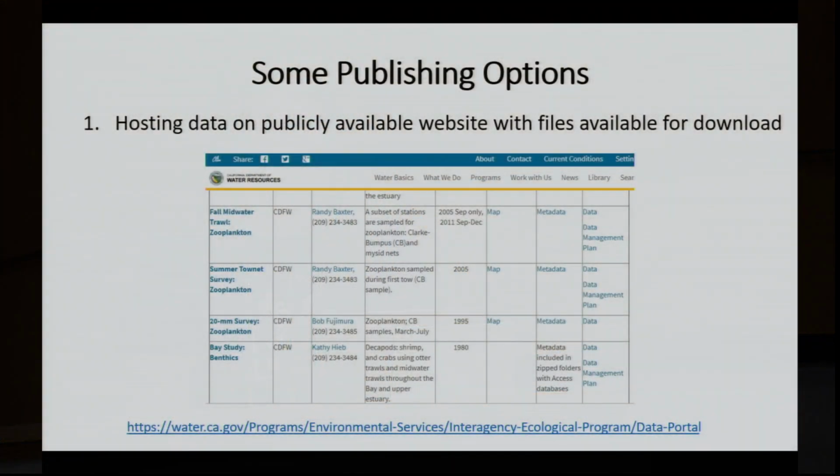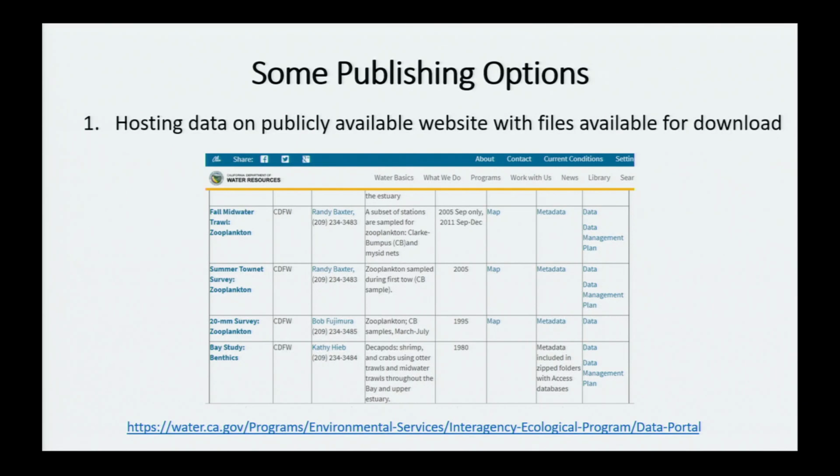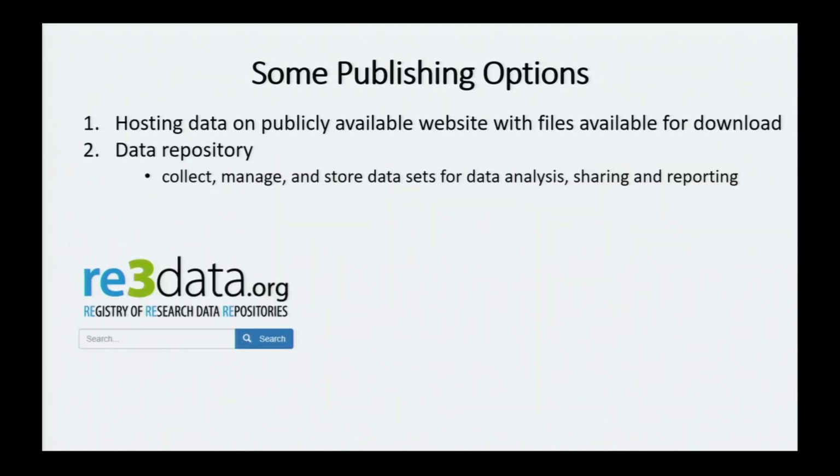All right, so I want to go through a couple different data publishing options for you. Hosting data on publicly available websites, such as an FTP site, is a very common way that in the past the Interagency Ecological Program has been making their data available. And as a matter of fact, here's the link to the IEP's data portal, where you can get both data and metadata for a lot of different data sets that IEP creates.